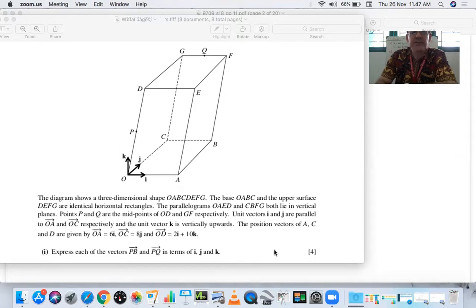The position vectors of A, C, and D, so notice here our vocabulary, position vectors from the origin, are given by OA is 6, OC is 8, and OD is 2i plus 10k. So notice OA is 6, OC is 8, and OD is over 2 and up 10. So the vertical part is 10. So we have 6, 8, and 10 as the sides that we're working with. Express each of the vectors PB and PQ in terms of i, j, and k.